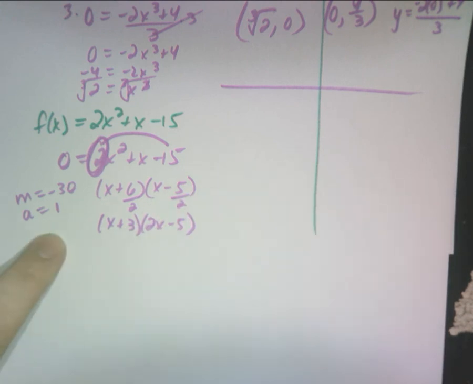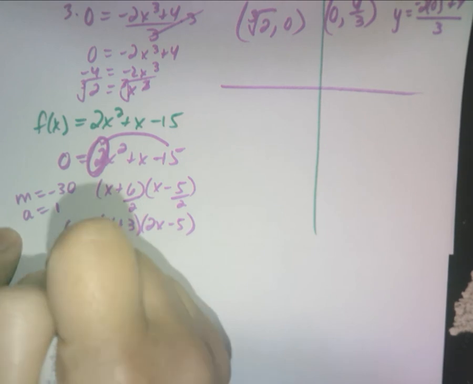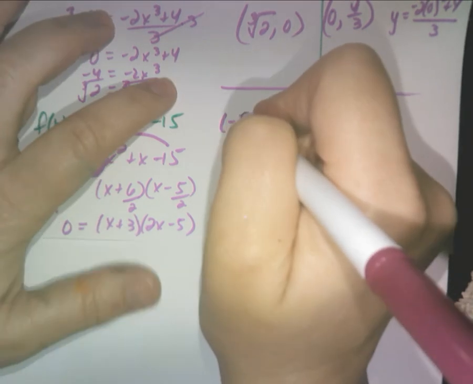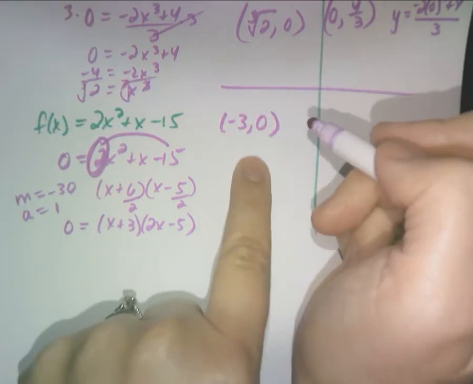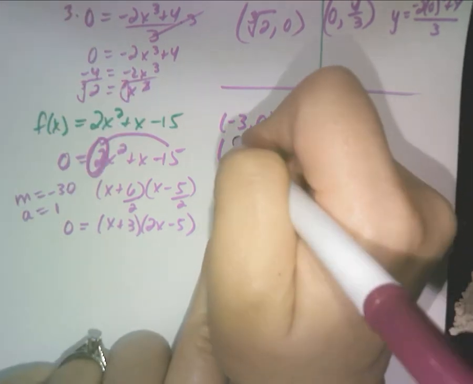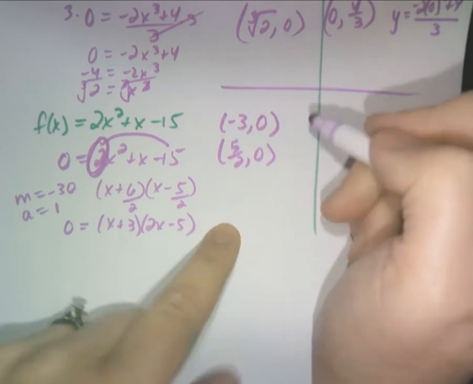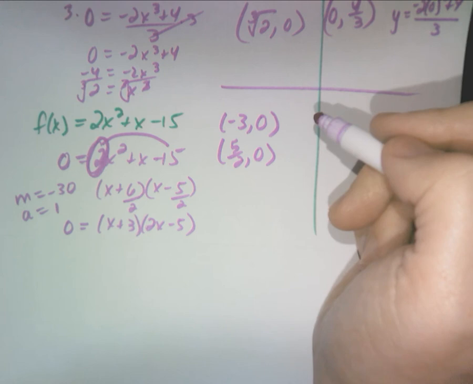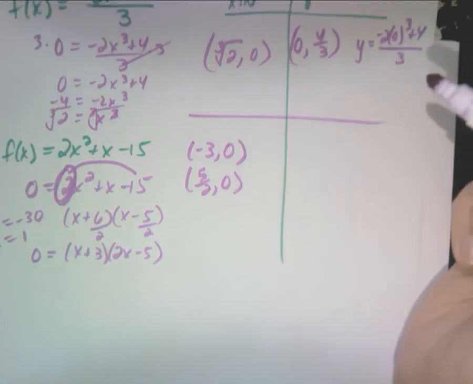So. All right, so if I set each one of these equal to 0, what are my 2 answers for x? Negative 3, 0, that's one intercept. 5/2, 0 is another. You could have 2 intercepts. You could have 3 intercepts. Remember this, okay? So that's how you find an x-intercept.